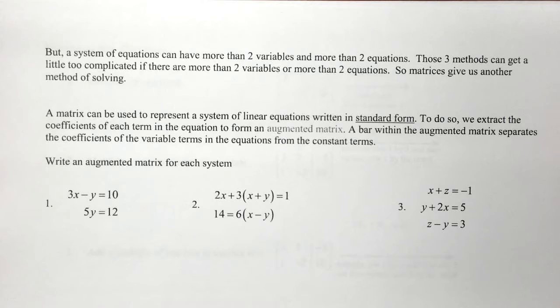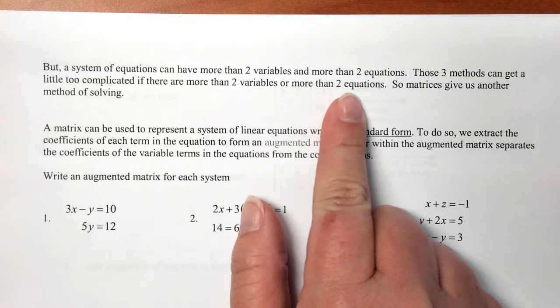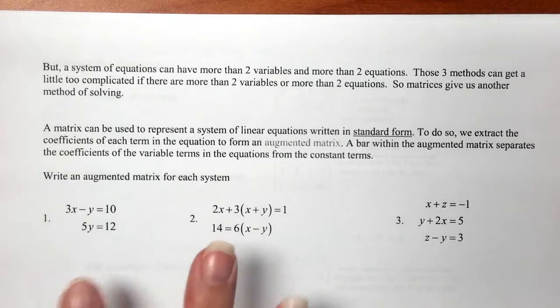Okay? All right, so remember, a system can have more than 2 variables and more than 2 equations, and so those 3 methods that we just looked at, graphing, substitution, elimination, can get really complicated. So matrices gives us another option. Let's see how these matrices can be used to write systems.